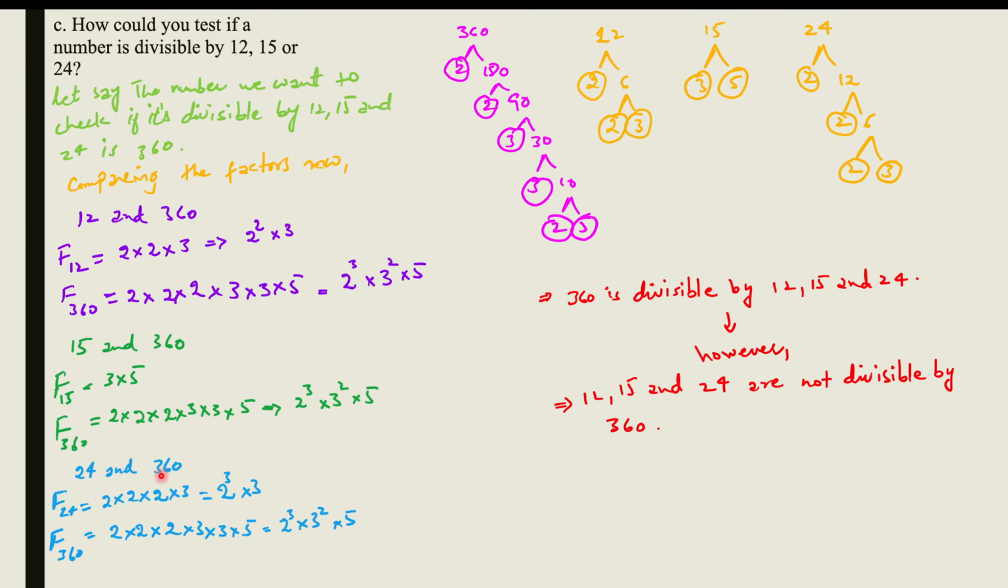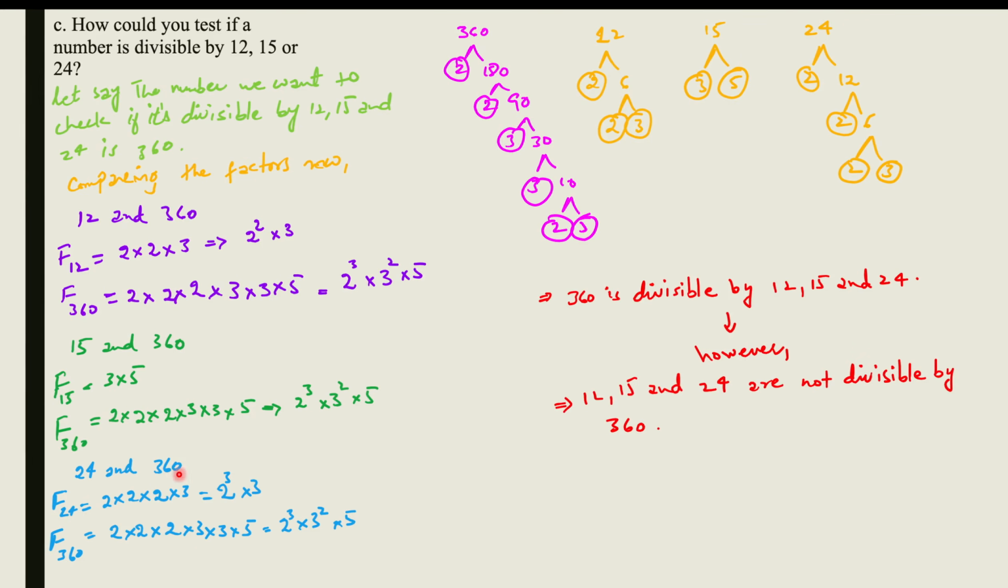24 and 360 are compared. Their prime factors are as mentioned in here. When we express their prime factors, we can check the powers. In here, as you can see, the powers are equal or greater. So since the power of the primes of this number is greater than the power of the primes of the divisor, therefore 360 is divisible by 24.